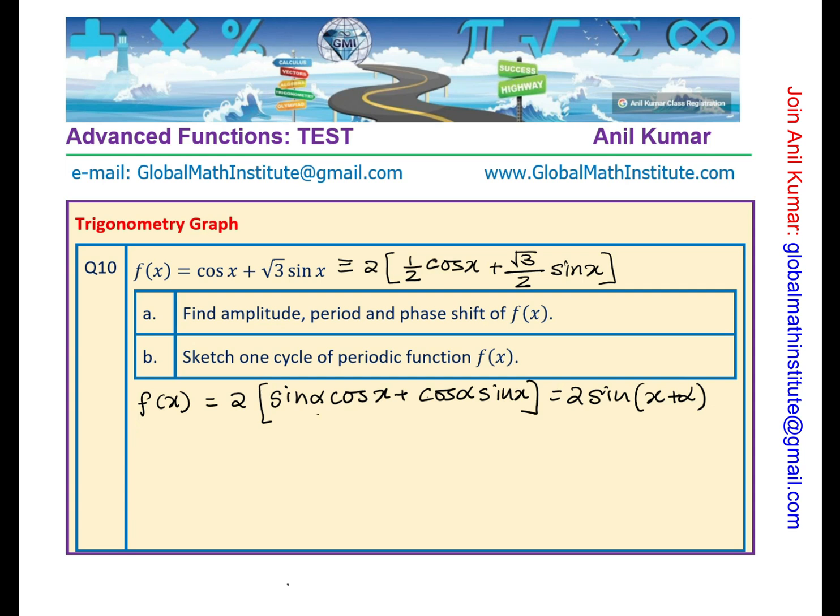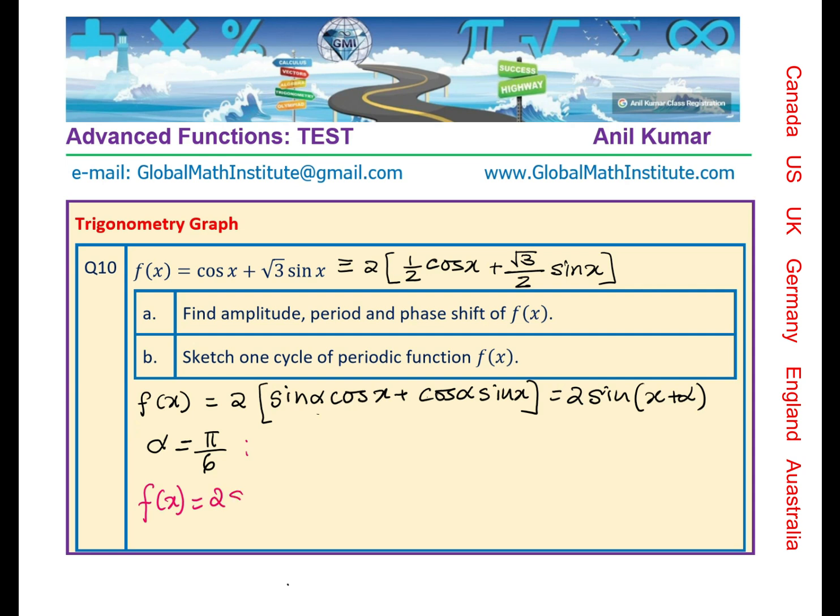And we figure out from here that alpha is equal to pi by 6, right? Therefore, we have the function f of x as 2 times sine of x plus pi by 6. Make sense?